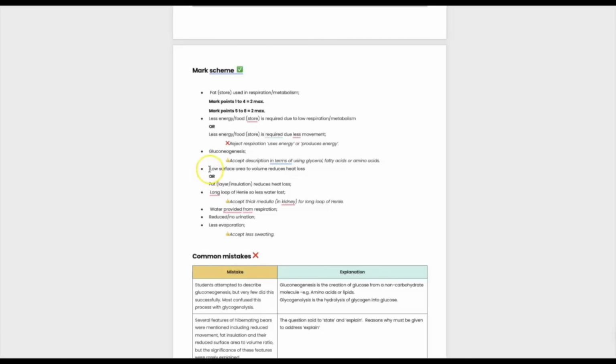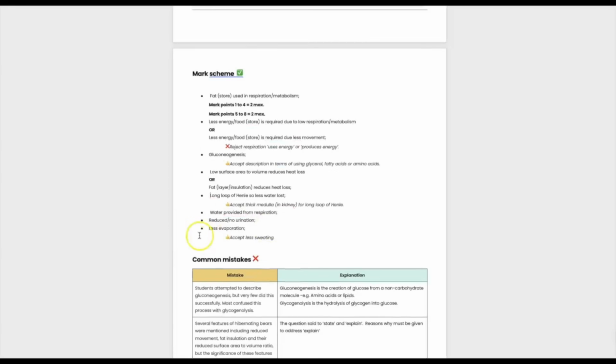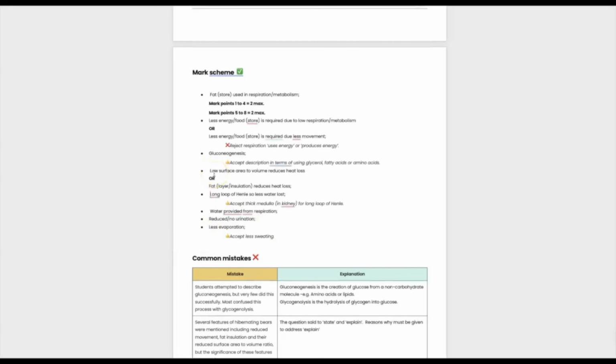Then other concepts we've got. So I actually didn't address the water, which is what this bit here is talking about. Maybe they've got a long loop of Henle, so less water is lost. Water is provided as a product of respiration. Maybe they don't urinate as much. They're not going to have as much evaporation. So that's one bit that I didn't actually talk about, addressing the water side of things. But then we've also got the low surface area to volume ratio there.